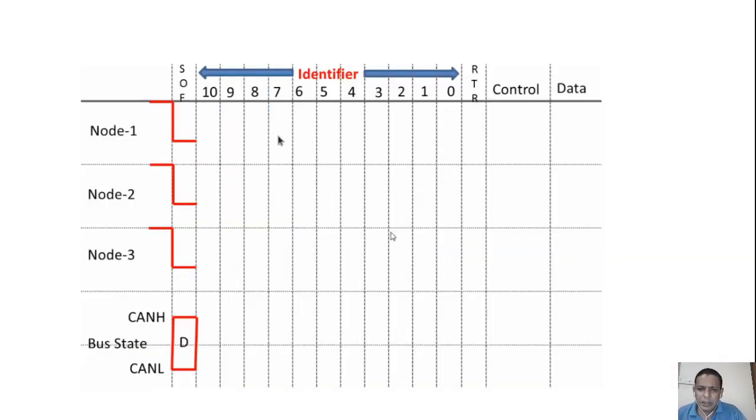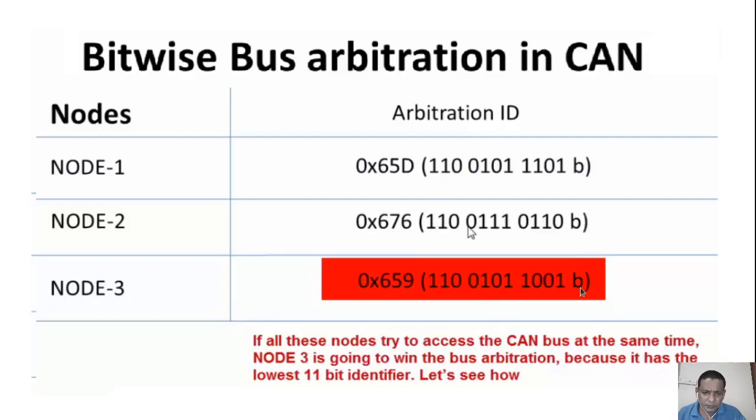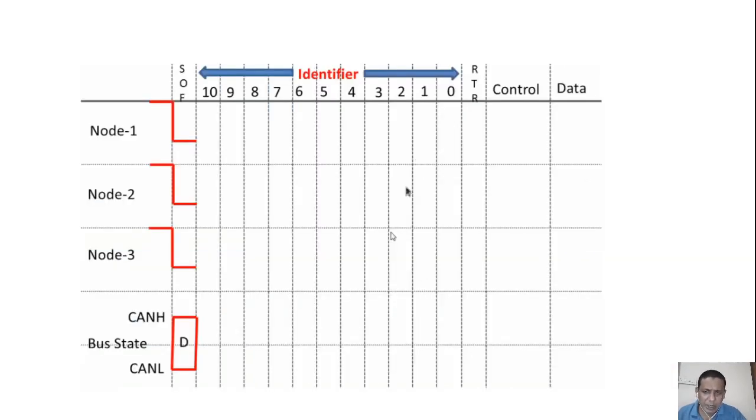And again, in each message format, there will be an 11-bit identifier. You can see 0, 1, 2, 3, 4, 5, 6, 7, 8, 9, 10. So the 11-bit identifier will be used. This is the 11-bit identifier, that is 4-bit plus 8-bit, 11-bit. There will be an 11-bit identifier, and before that on the bus there will be a start frame.